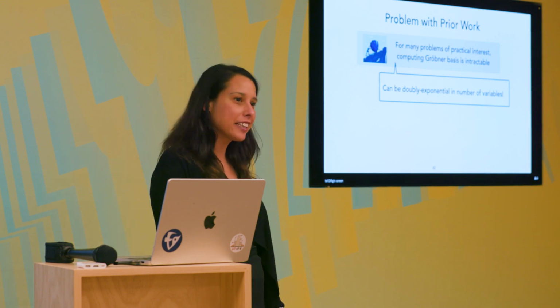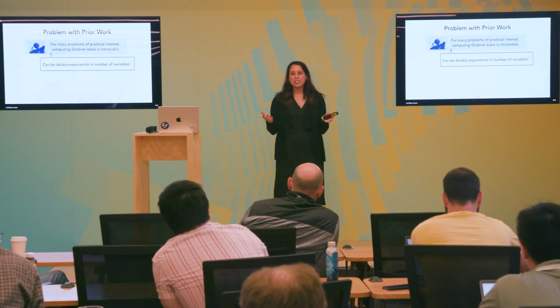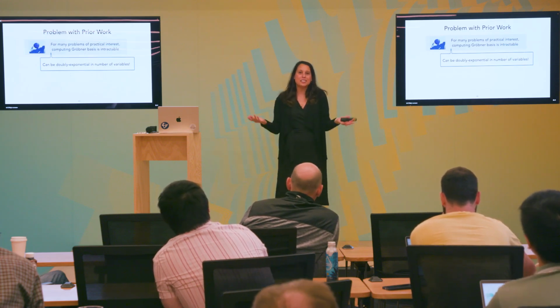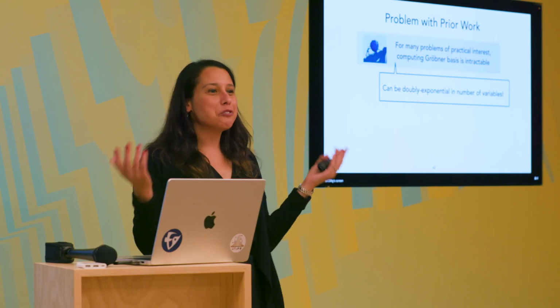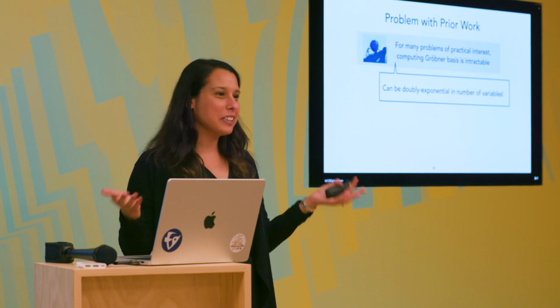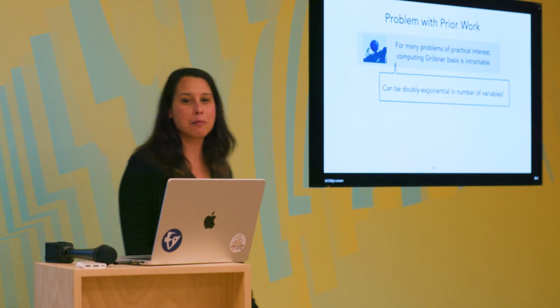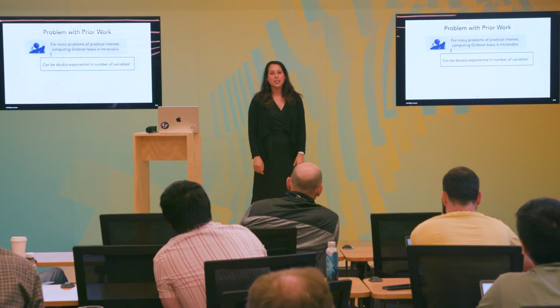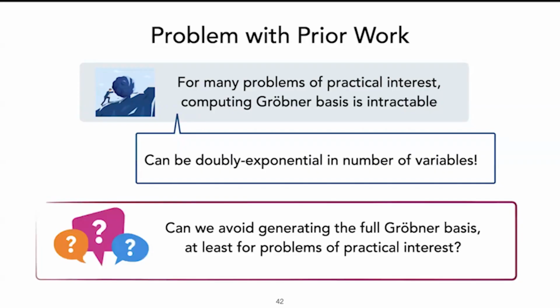And unfortunately, if you're doing verification, usually if things are NP-complete, we've learned to deal with them, because SAT solvers handle that. We just say, okay, that's NP-complete, not too bad. How does it work in practice? Well, unfortunately, in this context, for many problems of practical interest, computing a Gröbner basis does end up being intractable. So in this work, what we ask is, can we at least avoid computing the full Gröbner basis?